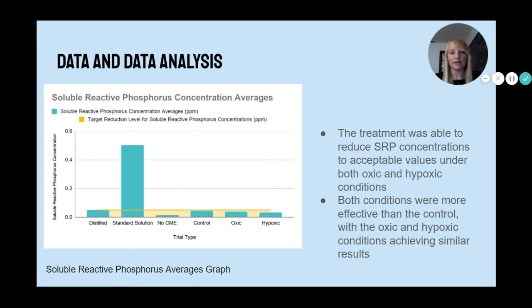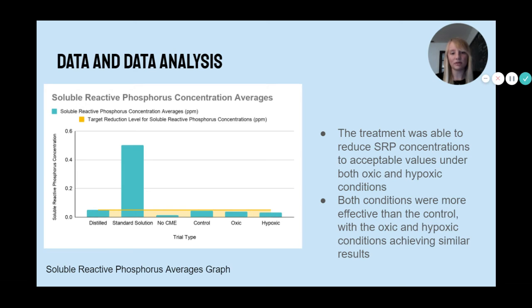The yellow area displayed in this graph represents the target reduction area for SRP concentrations in ppm, as established by the EPA, with the limit being 0.05 ppm. The standard solution had a baseline SRP concentration of 0.5 ppm in order to best simulate common current coastal waters. The alum exclusive treatment had an average of 0.01 ppm SRP concentration below the maximum allowed concentration limit.